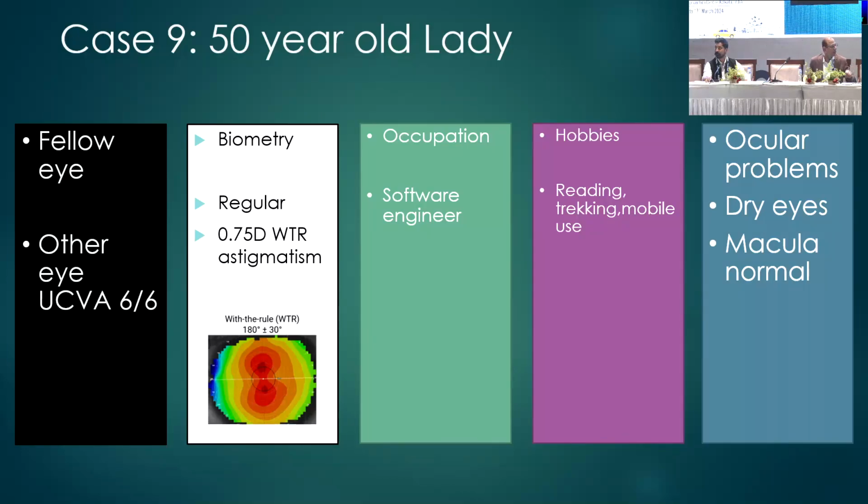Could you come again, sir? So software engineer, other eye is uncorrected 6/6, no cataract. Software, reading, trekking, mobile use, kind of an outgoing person, lot of activities involved, and of course dry eye, which comes quite often with software engineers. So which IOL will you use? Software engineers are very demanding. They want everything perfect.